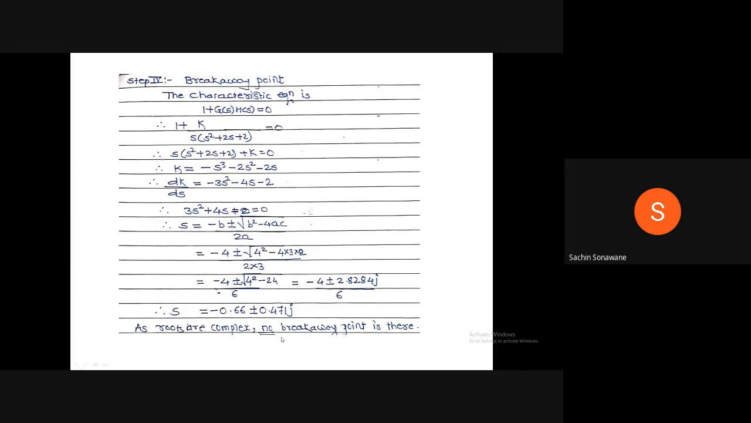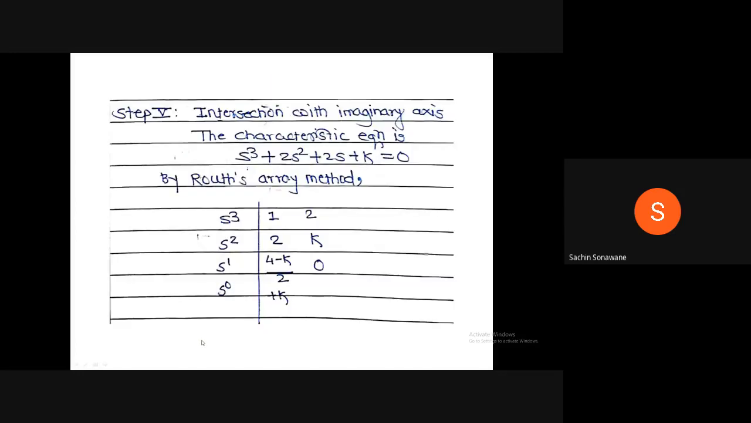As roots are complex, no breakaway point is there. Always remember, if roots are complex, this root is complex, minus 0.66 plus 0.471j and minus 0.66 minus 0.471j. Therefore, no breakaway point is there. Now, intersection with imaginary axis.